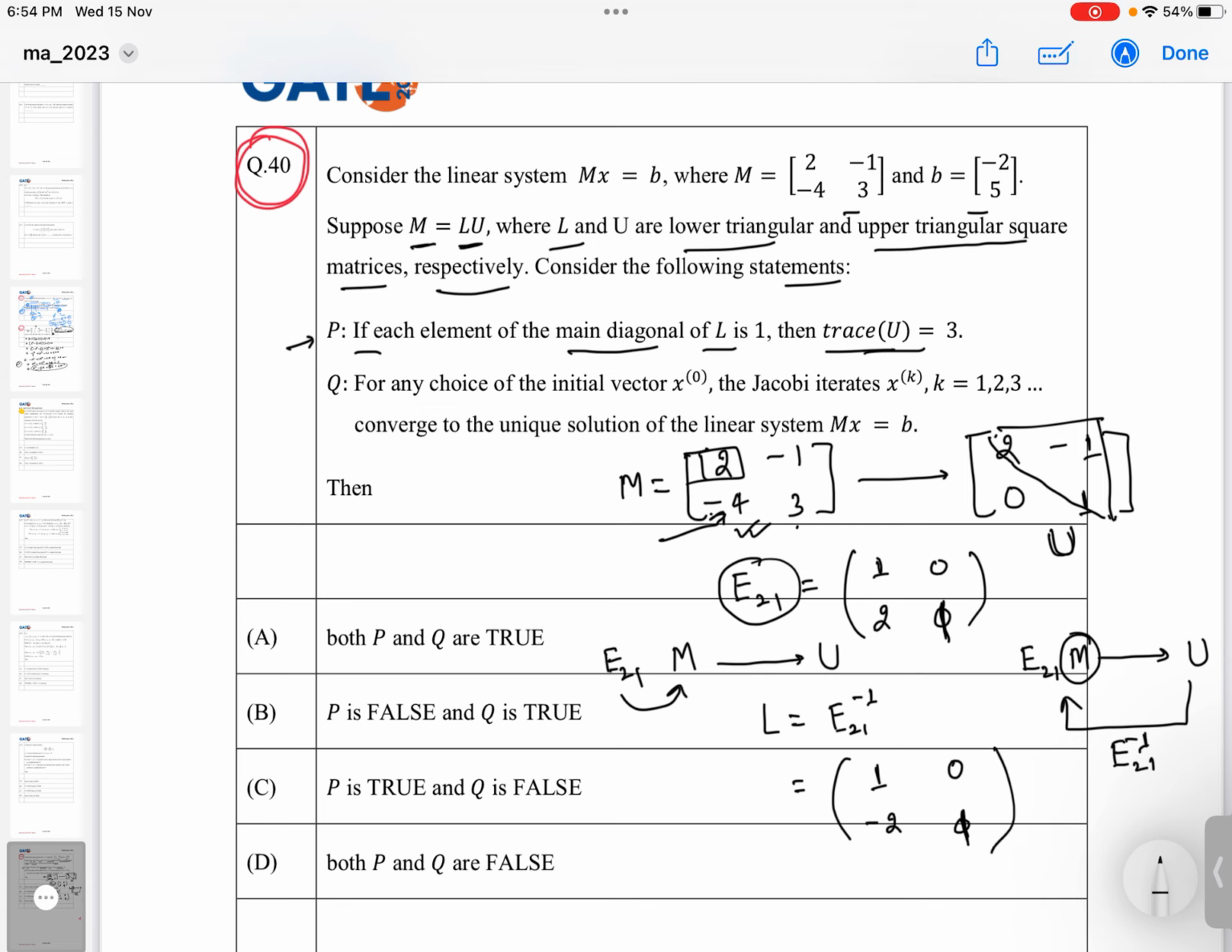Now it is asking for the trace of the upper triangular matrix, so we do not even have to calculate the lower triangular matrix. Also, the main diagonal of L is 1, as we are getting. So the trace of matrix U is 2 plus 1, since trace is nothing but the sum of the diagonal elements. So the trace of U is 3, which is correct, so P is correct.